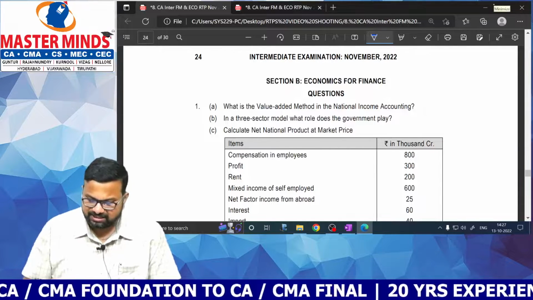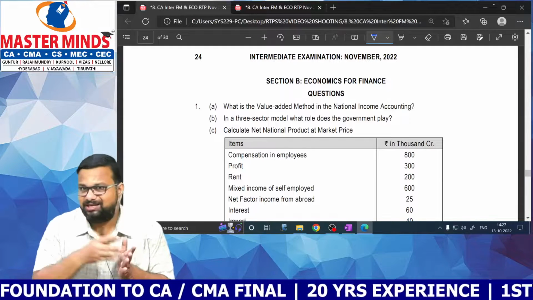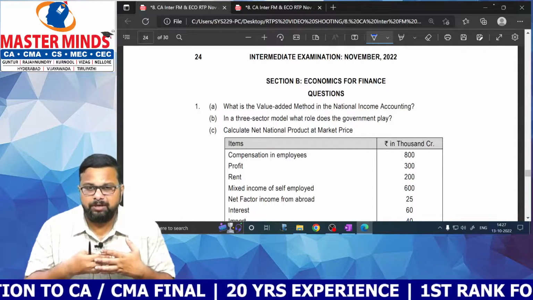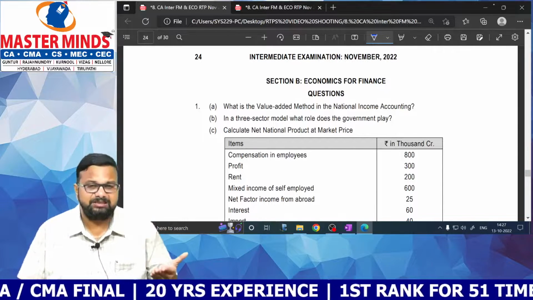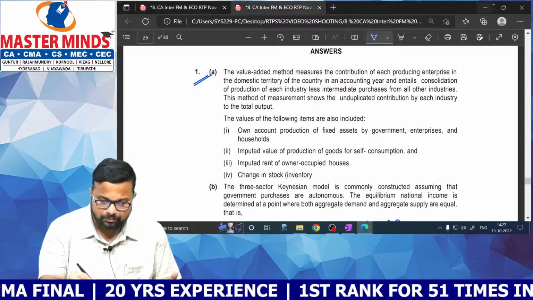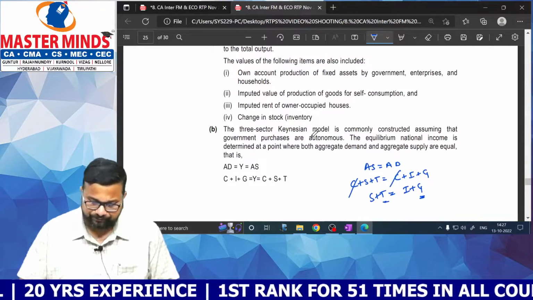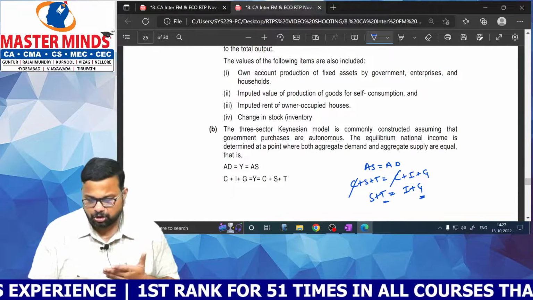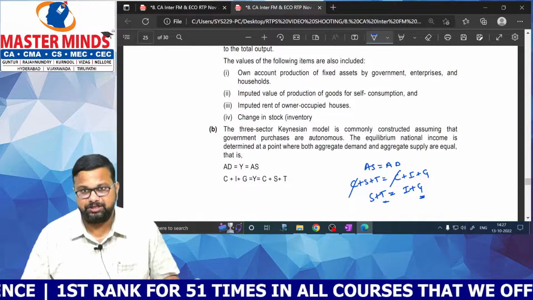Next, 1B. In a three sector model, what role does the government play? The difference between the two sector and three sector model is the government. The government will try to influence the economy in two ways: with the help of taxes and with the help of government expenditure. At the equilibrium point, aggregate demand equals aggregate supply, that is, C plus I plus G equals C plus S plus T. Consumption is common, so we explain the relationship between S plus T and I plus G.